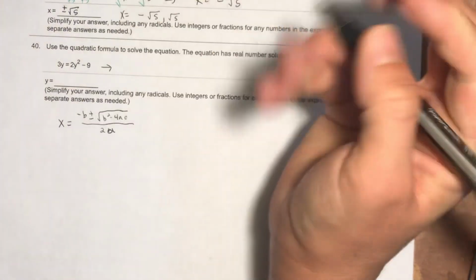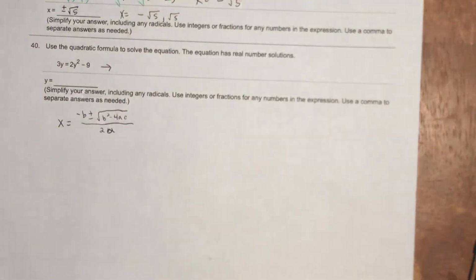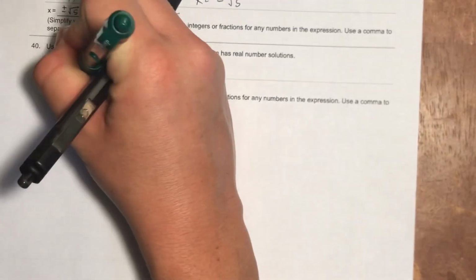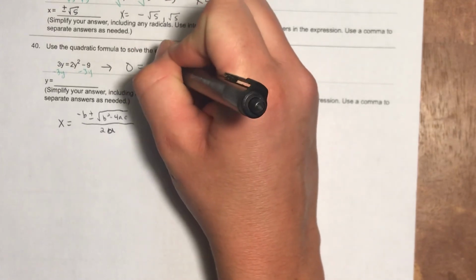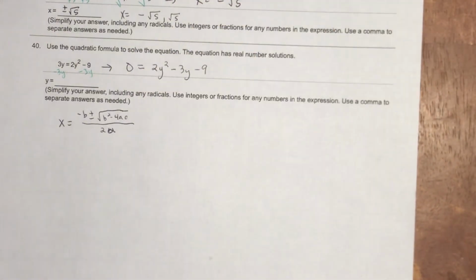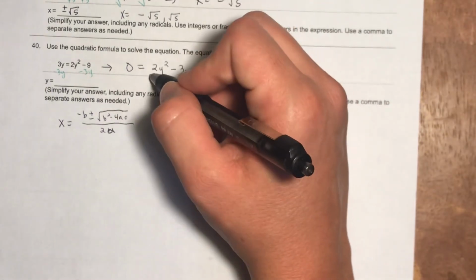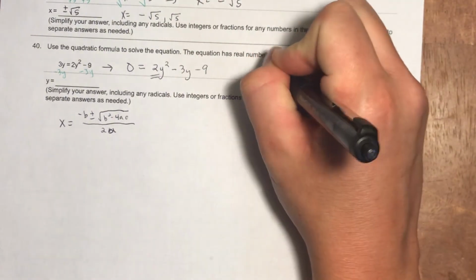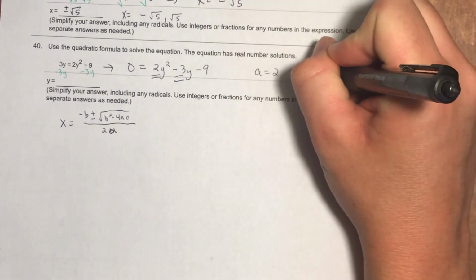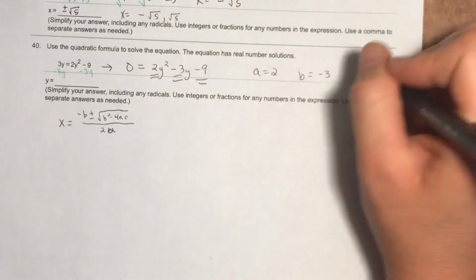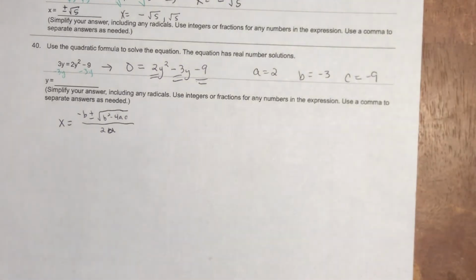The first thing, we need everything isolated to one side, which means we will have to subtract 3y. So we have 0 is equal to 2y squared minus 3y minus 9. Now that it's in this form, you can see that the coefficient of y squared is a, so a is equal to 2. The coefficient of y is b, so b is equal to negative 3. And the constant term is c, so c is equal to negative 9. Now we just plug these values into the quadratic formula and we'll solve.